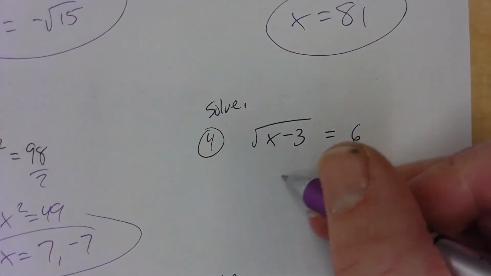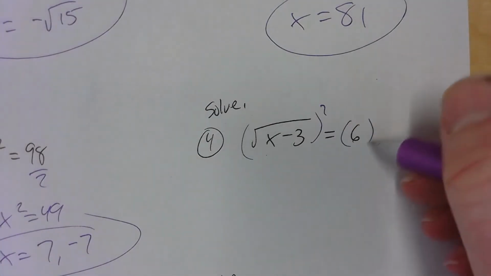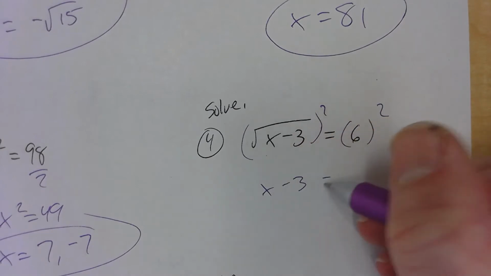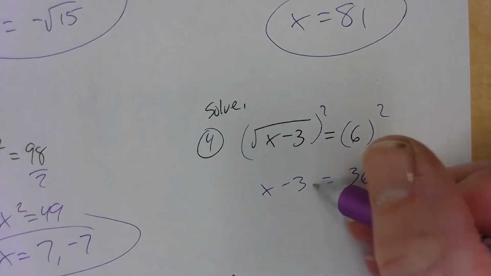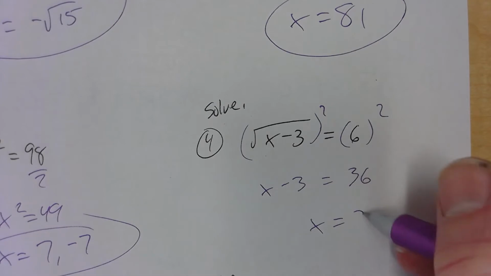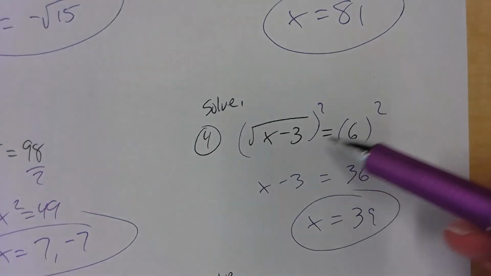Now I'm going to square each side. So I get x minus 3 is 36. Add the 3 over, x is 39. So square root problems, I just get one answer. X squared, I get 2.